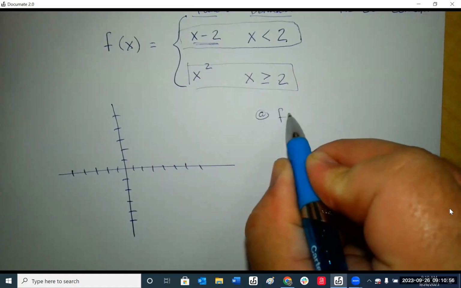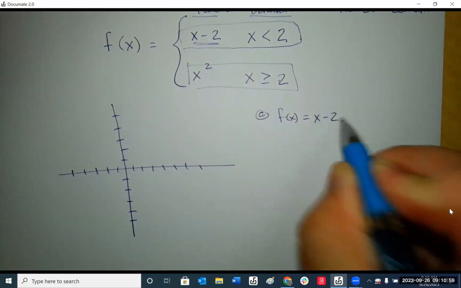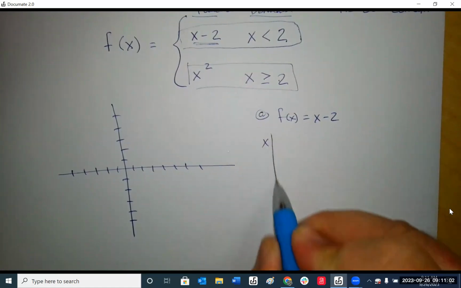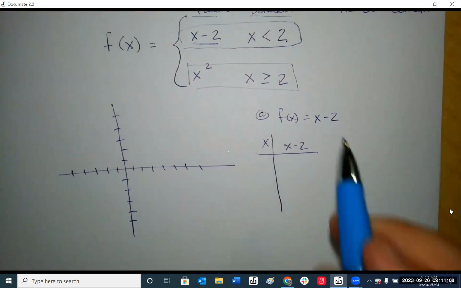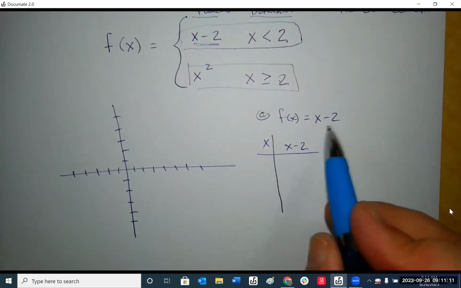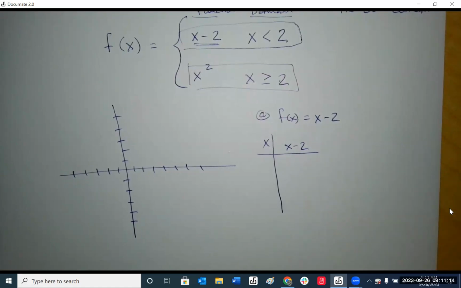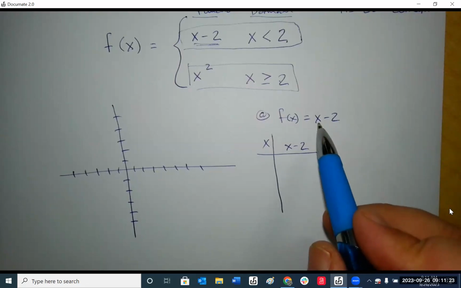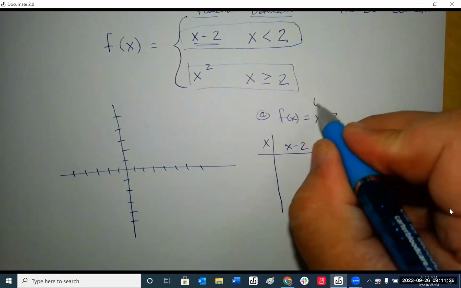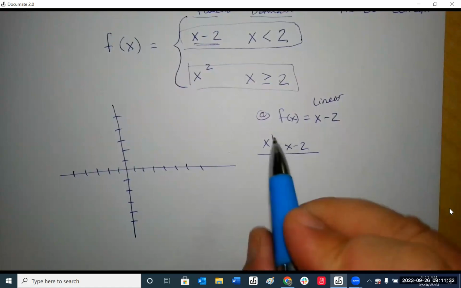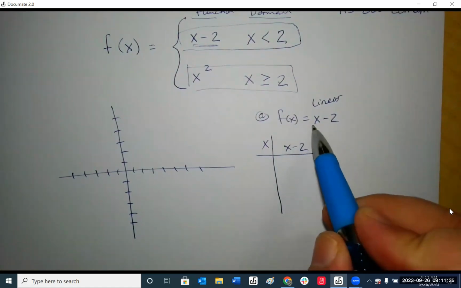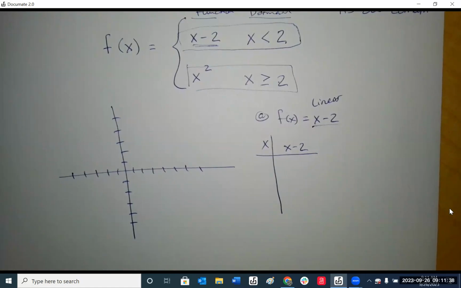So let's look at the first one. F of X equals X minus 2. What kind of equation is this going to be? What kind of graph? We spent all of chapter 1 talking about it. Yeah, this is linear. It's going to be a line. Slope equals 1. Since we know it's the equation of a line, all we need is 2 points.